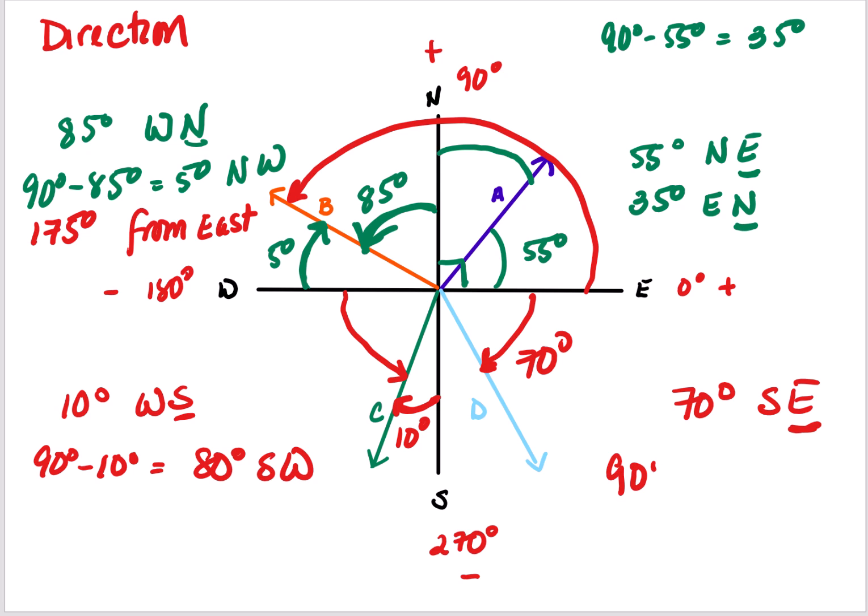And then since it's a right triangle, 90 minus 70 degrees is 20 degrees. So 20 degrees, since it's starting from the south to the east, this is going to be east-south. You only need to write one direction. You don't have to do all the directions, but these are some possible directions.